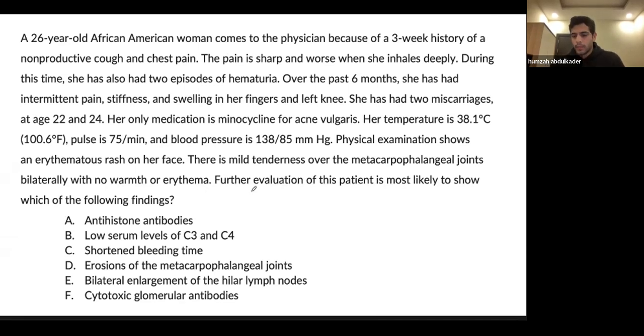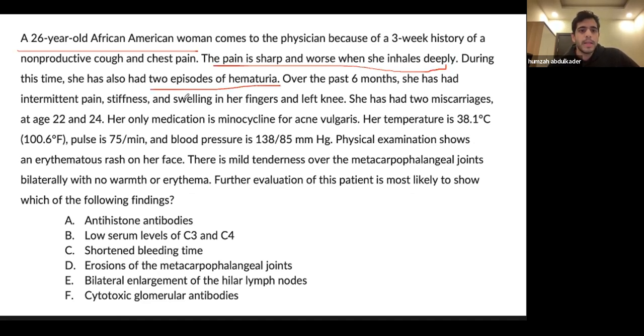Okay. Now, the problem with these rheumatology questions is that a lot of these diseases like to overlap. So what you really want to do is see what the differences between the diseases are, right? So here, again, we have a 26-year-old woman, middle-aged woman, most likely autoimmune disease. Now, pain is sharp and worse when she inhales deeply. This is pleuritis, okay? And also it says 2 episodes of hematuria. This shows a renal issue, right?